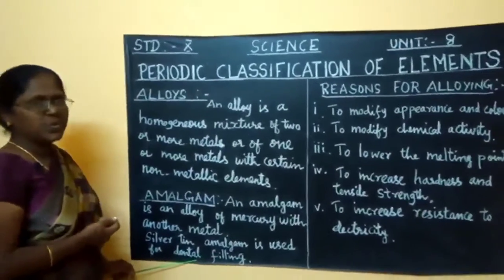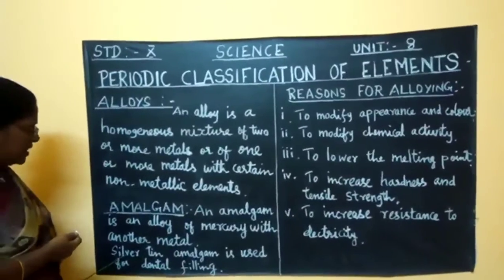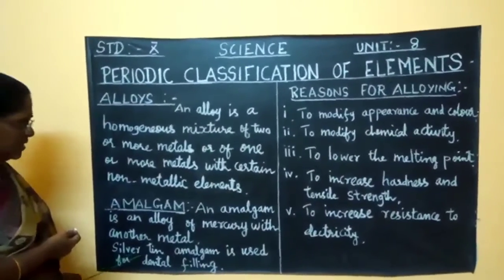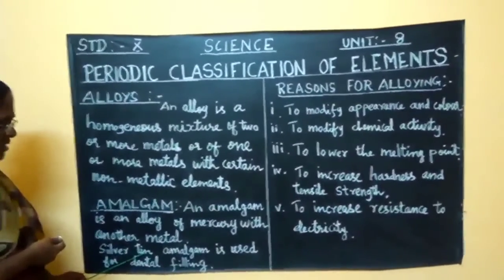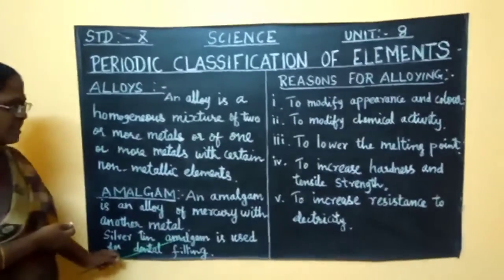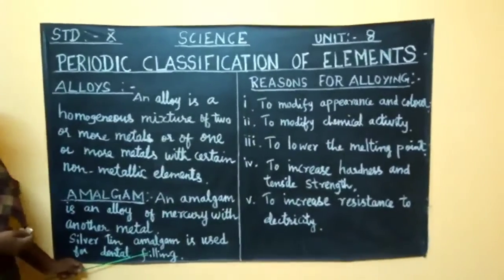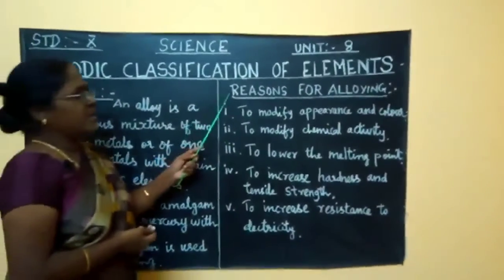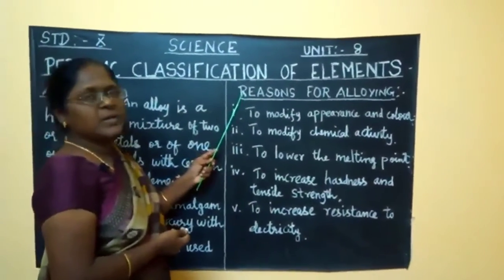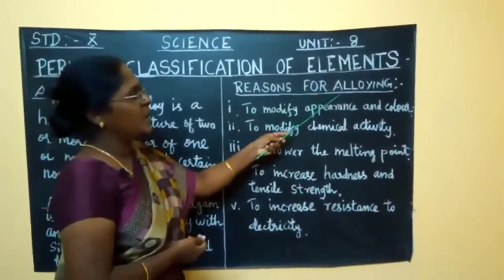Next one, silver tin amalgam is used for dental filling. Dental means tooth. Silver symbol is Ag, tin symbol is Sn. So silver tin amalgam is used for dental filling. So next one, we'll see about reasons for alloying.